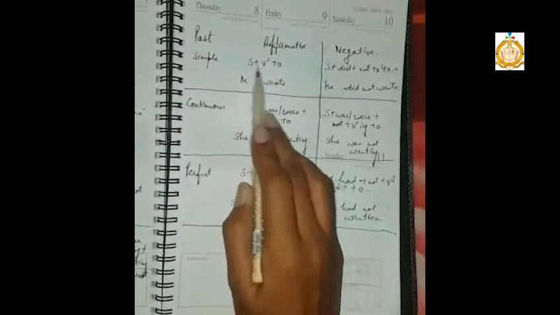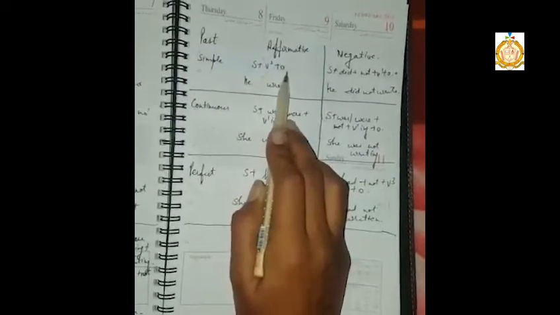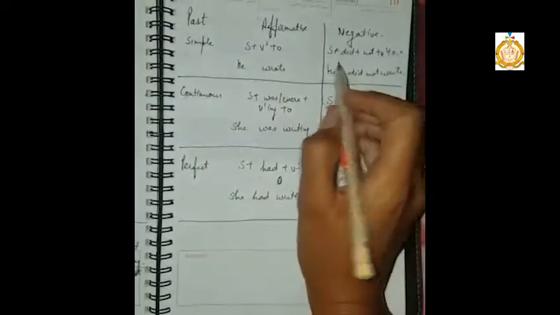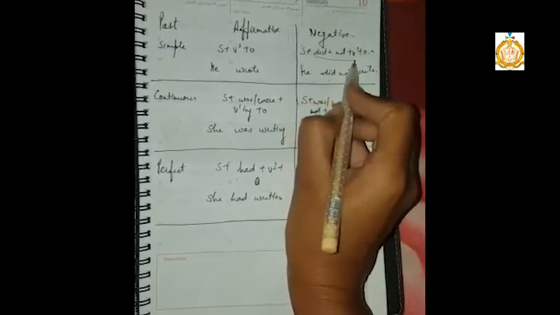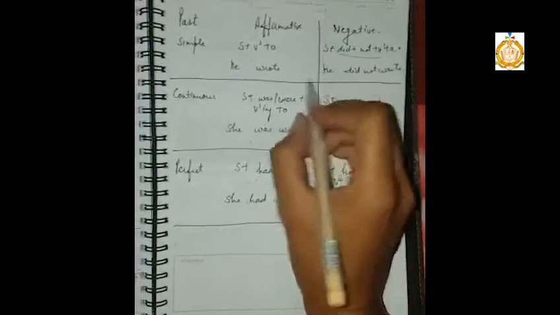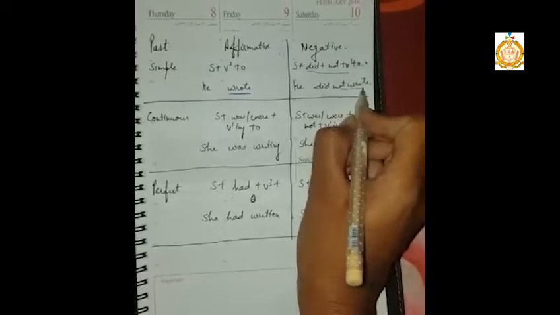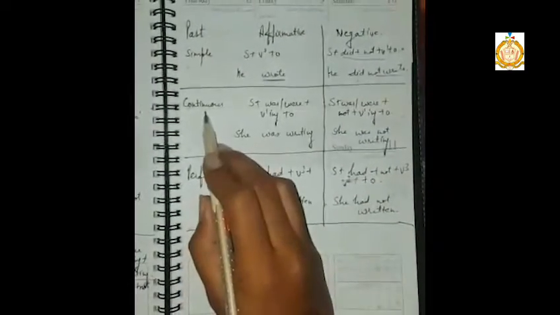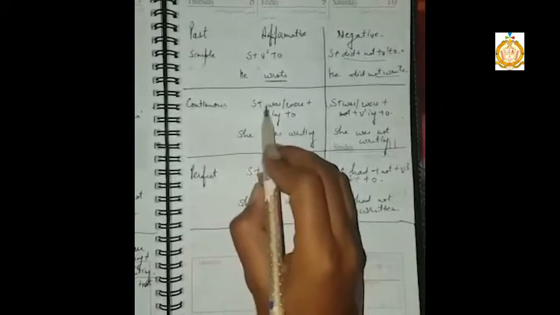There will be a subject, second form of verb and object. For example, he brought. Whenever we change it, if there is a second form of verb, then we will change it by adding did not over there. He did not, and the second form will convert into the first form. He did not write.